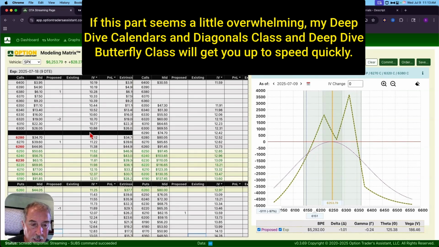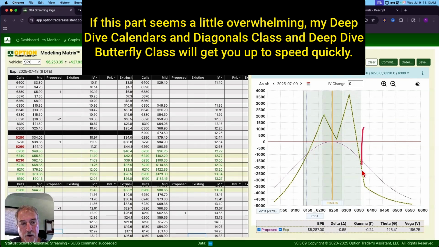So what I like to see ideally is I want a tent. Of course, the downside one here is the diagonal. The upper side is the broken wing butterfly. And I want the tent to be as wide as I can get it on the break even.